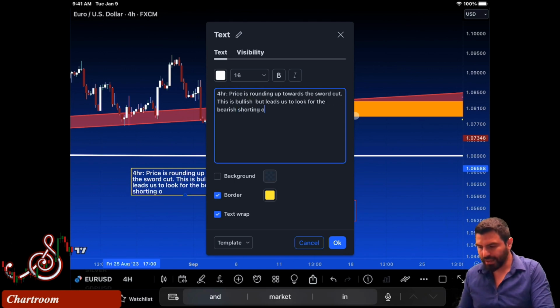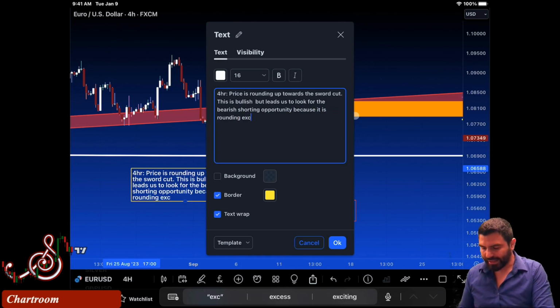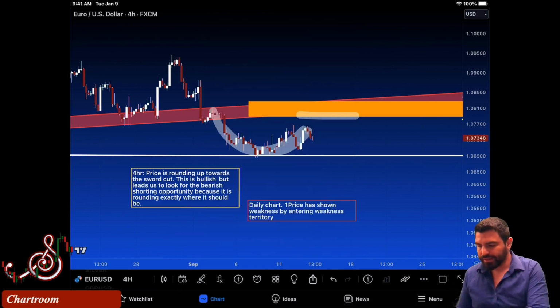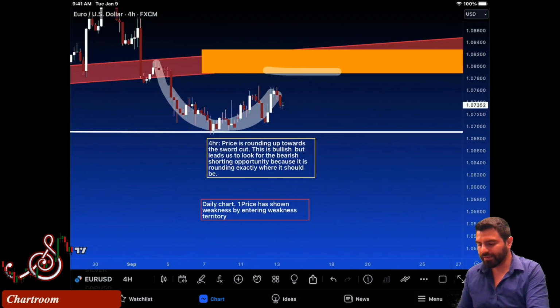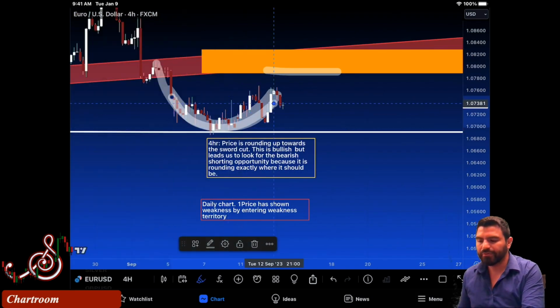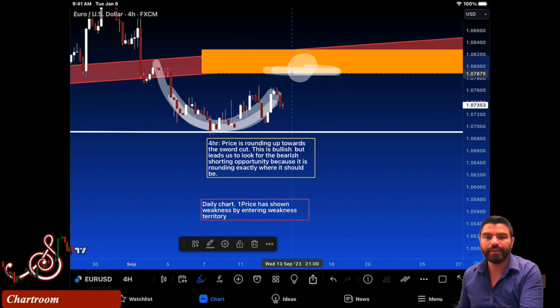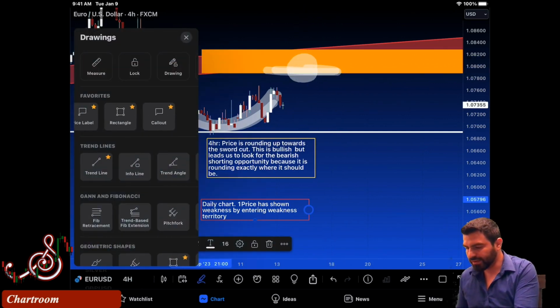The bearish shorting opportunity, because it is rounding exactly where it should be. So this may not be the only round action, but right now it's smooth enough that we would be looking to short possibly in these territories. Okay, so that means that we'll be looking to short approximately here.